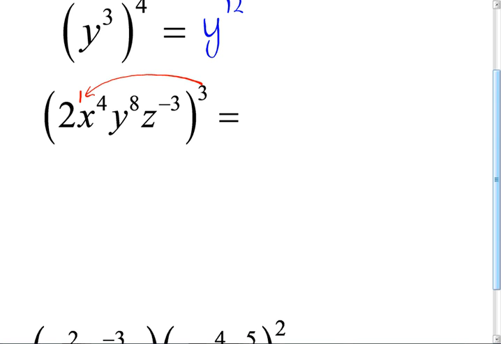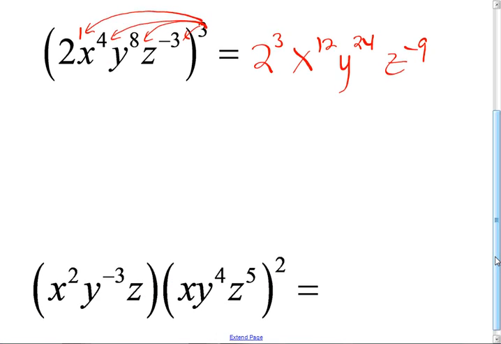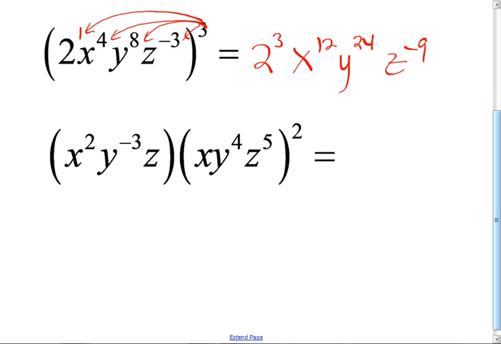So we're going to go 2 to the what now? Third. That's the one that's always missed. And I'm trying to avoid that, but I don't know if I'm going to make it. This is x to the what? 12. Multiply, because it's y to the 8th 3 times. So we multiply, because times means multiply, so that's 24. And it's z to the negative 9. Way easier than this next problem. And by the way, that would be an 8.